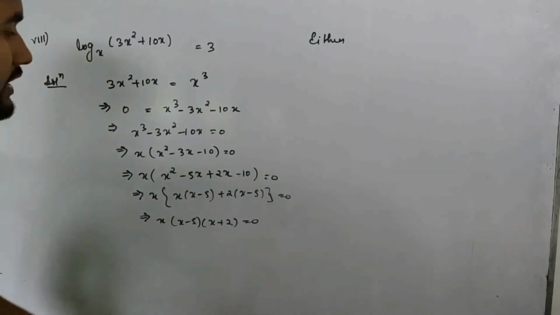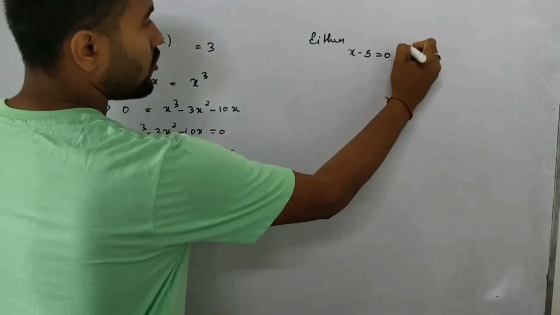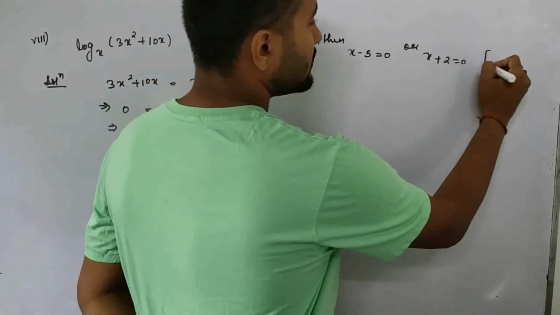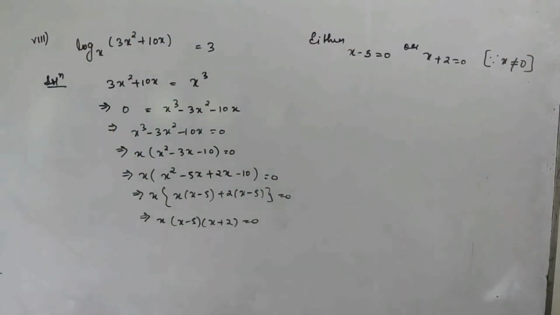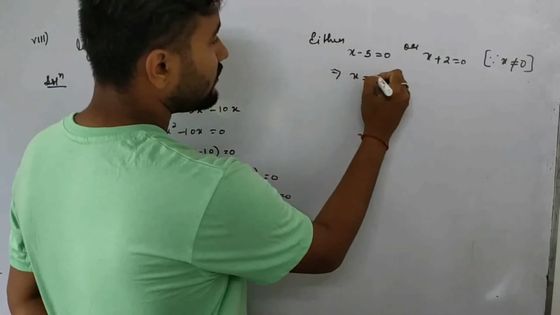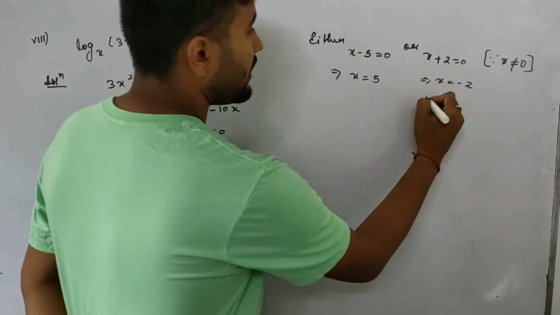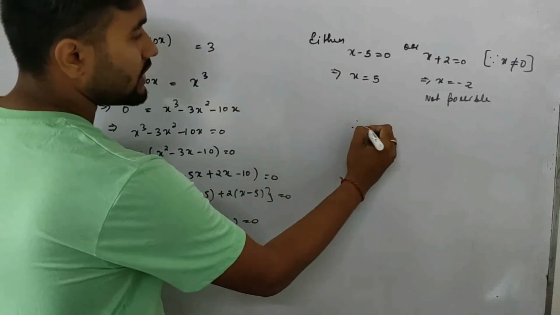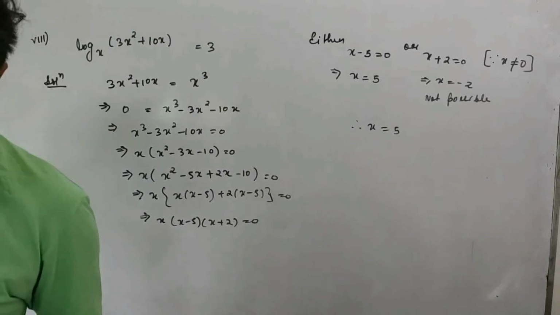What I will write, either x minus 5 equal to 0 or x plus 2 equal to 0. And then inside you will write, since x is not equal to 0, your base cannot be 0. From here x will be 5, and from here x will be minus 2. Again negative is not possible, so I will write not possible. So what is the value of x? Therefore your x is 5. Done.